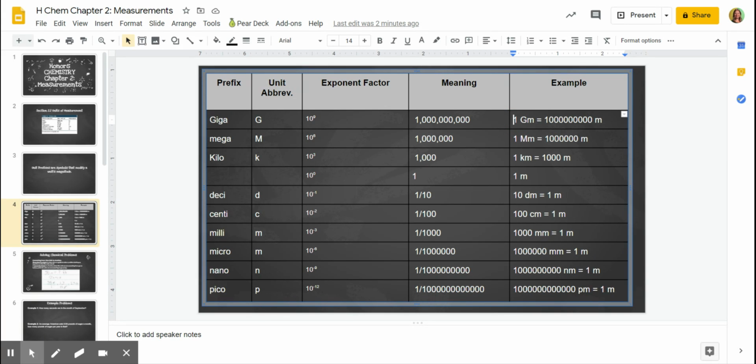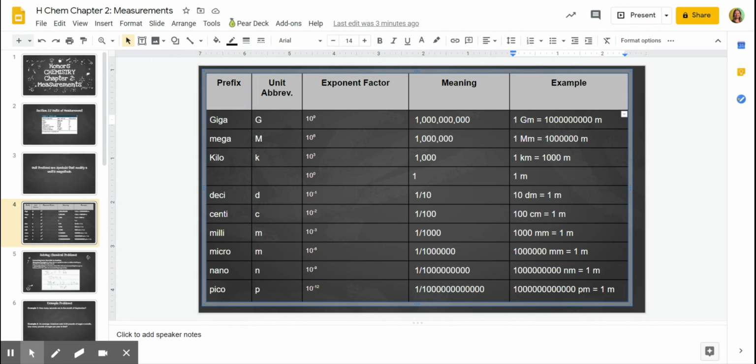When you add the prefix giga, for example, in front of meters, you're meaning 1 billion, which is 10 to the 9th power of those units. So 1 gigameter means 1 billion meters. When we add the prefix mega in front with the capital M, that means 10 to the 6th power, which is a million. So 1 megameter is 1 million meters. Kilo means 1,000. And so if you have 1 kilometer, you have 1,000 meters.